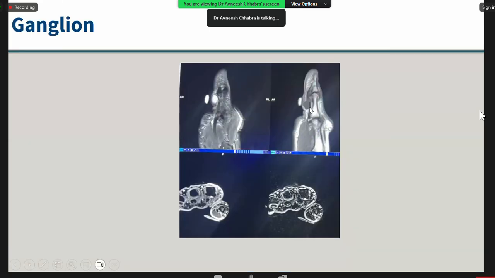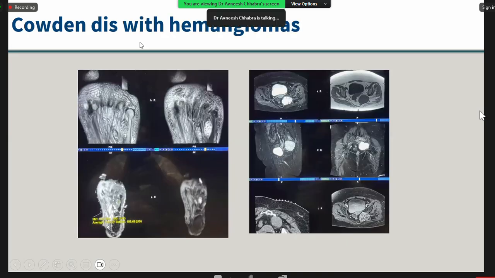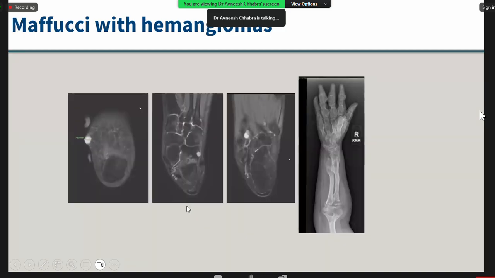So here you have a ganglion, very classic, no enhancement right here. This was a Cowden's disease, which have big phallus, big head, etc. And they have colonic polyposis and can get hemangiomas. So here's a hemangioma in the foot. They had another hemangioma here in the area where I showed you the chondrosarcoma near the piriformis muscle. So these are all hemangiomas in that patient.